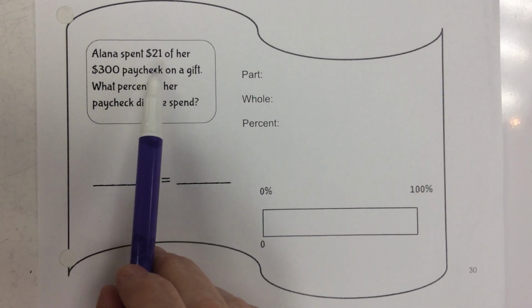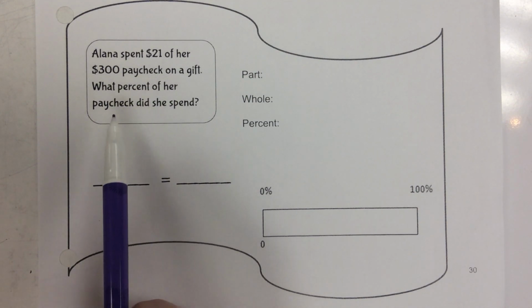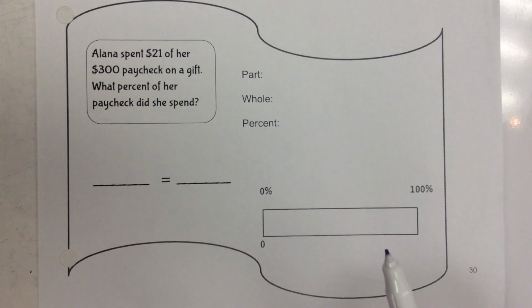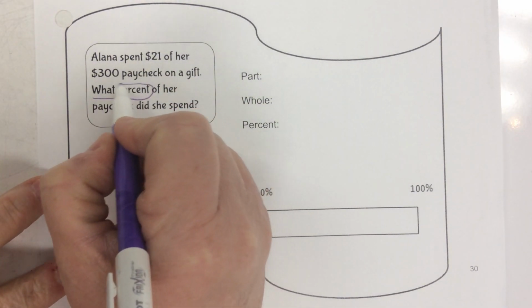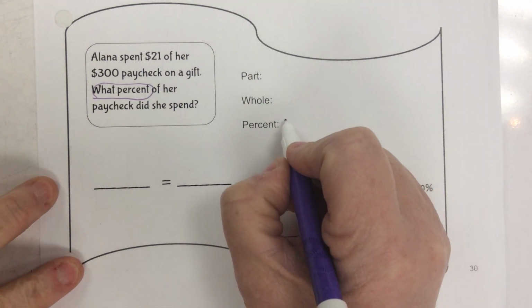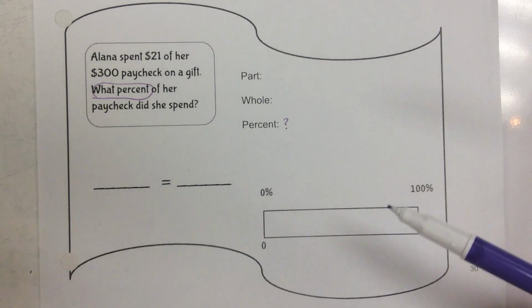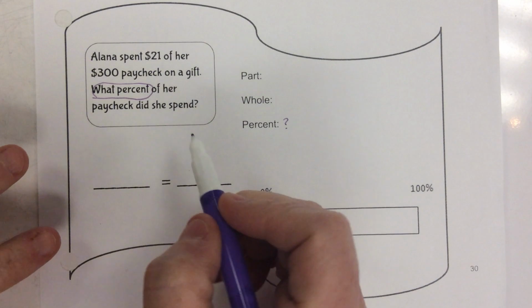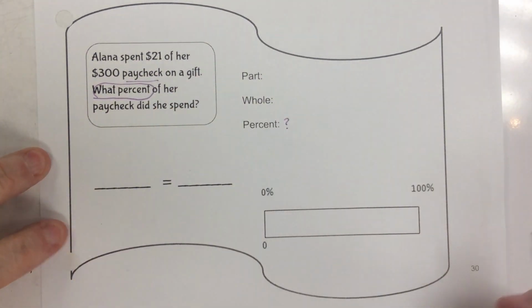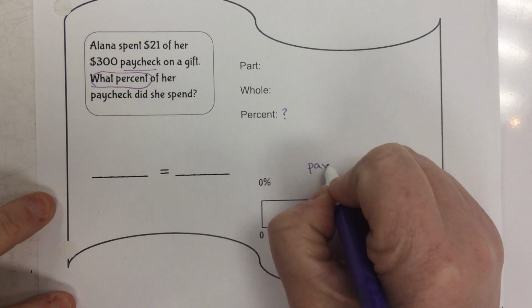Alana spent $21 of her $300 paycheck on a gift. What percent of her paycheck did she spend? Well, it's asking me what percent. That is what I'm trying to find out, so I'm going to put a question mark for the percent here. If I said 100% of something is represented here, we are talking about her paycheck. So right now we're talking about the whole paycheck.